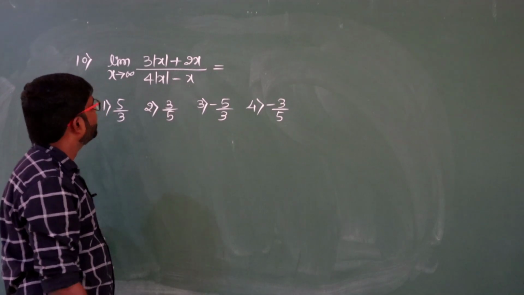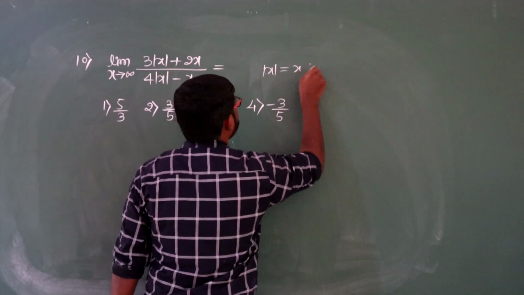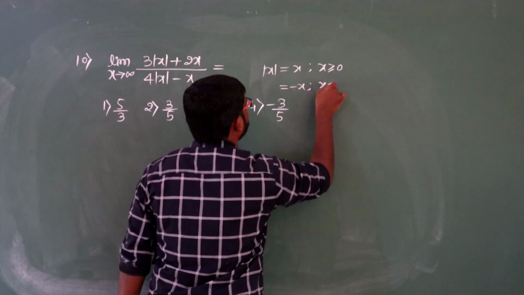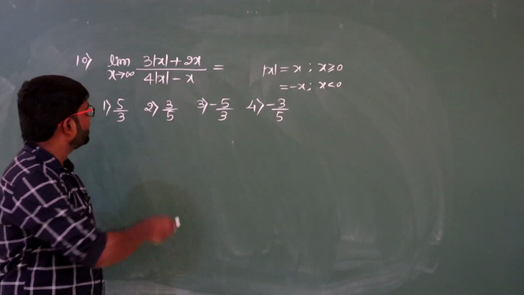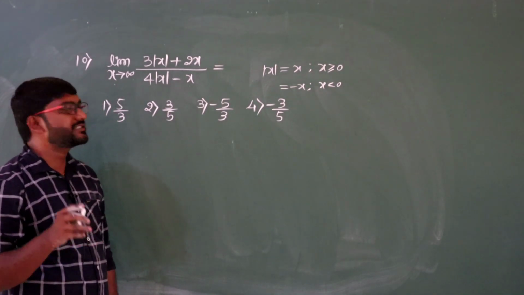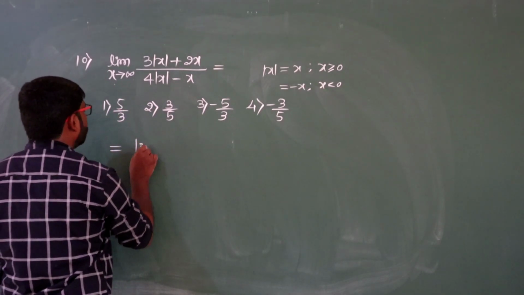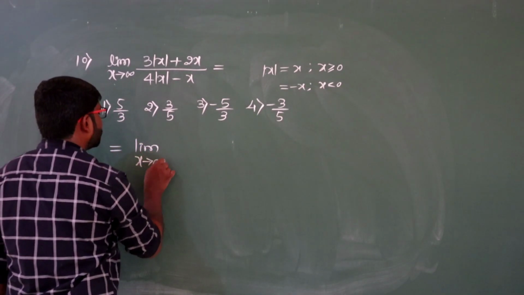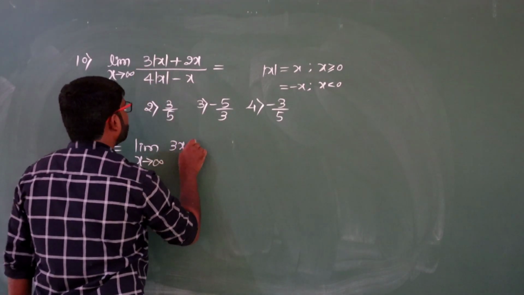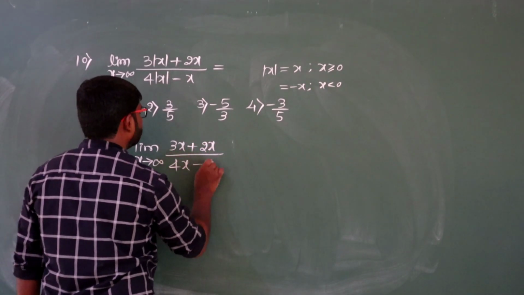So now we have the definition for mod x. Mod x will be plus x if x is greater than or equal to 0, mod x will be minus x if x is less than 0. So now x tends to infinity means x is a positive number, that means mod x must be plus x. So this is equals to limit x tends to infinity, 3x plus 2x divided by 4x minus x.